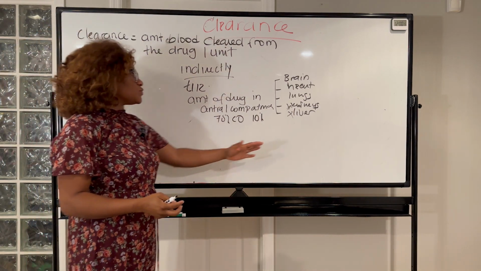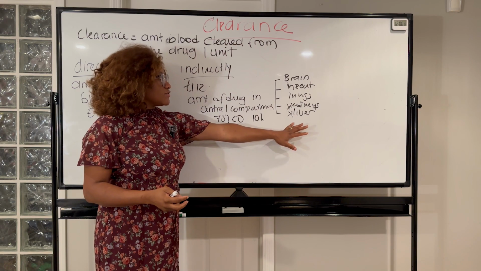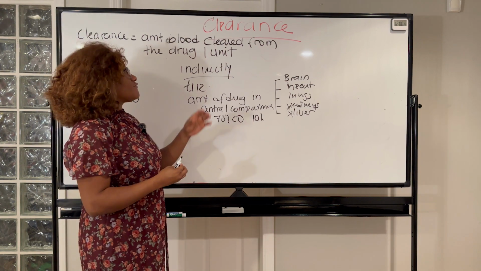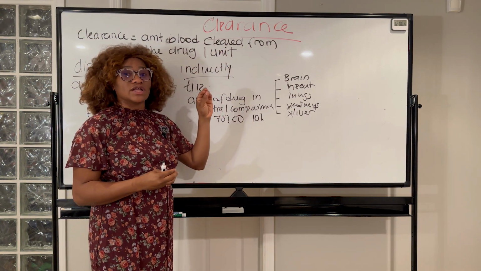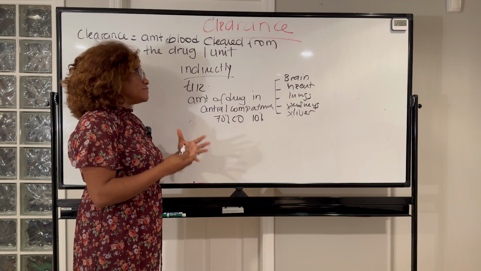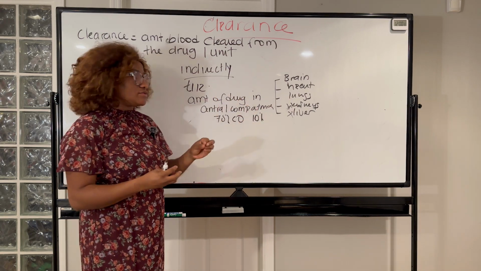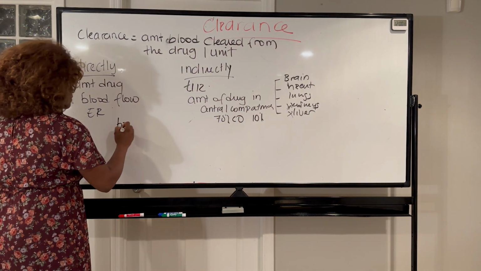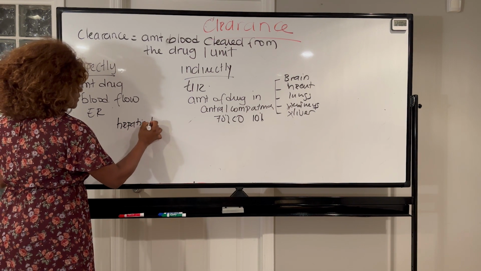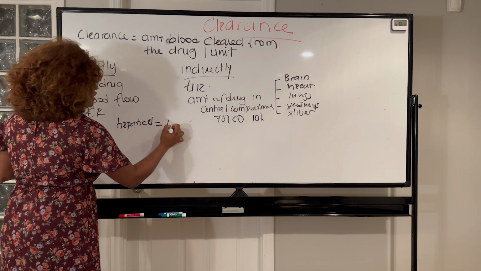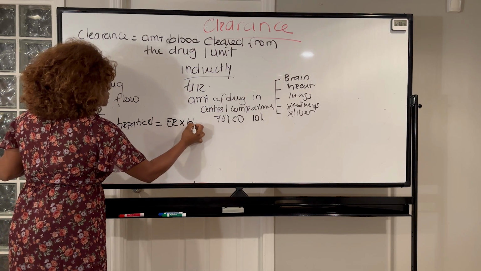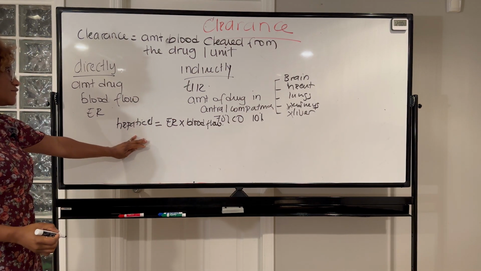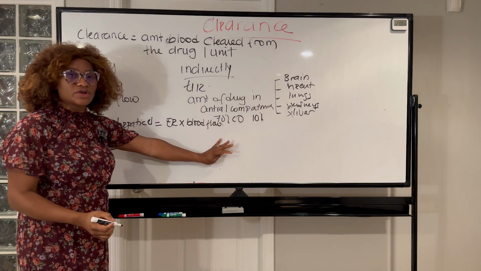So it's really important that we understand the clearance in the liver, because if the liver does not function properly, we can have huge issues with clearance of the drugs that we administer, because most medications are metabolized in the liver. So the clearance of the liver, so-called hepatic clearance, is equal to the extraction rate times blood flow. So the clearance of the liver is directly proportional to the extraction rate and the blood flow.